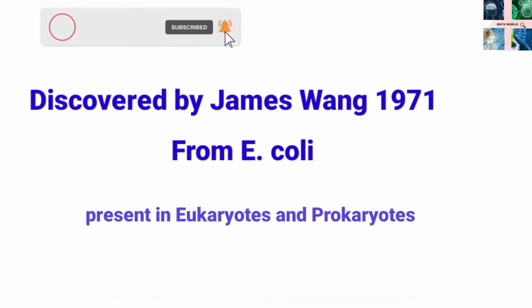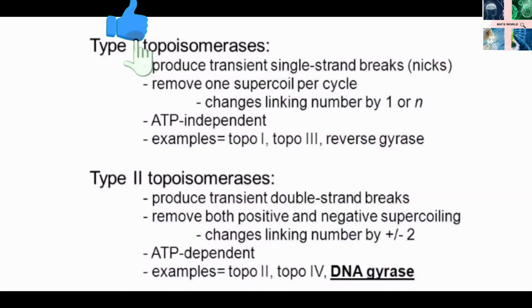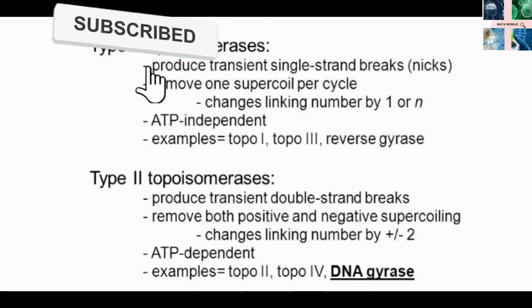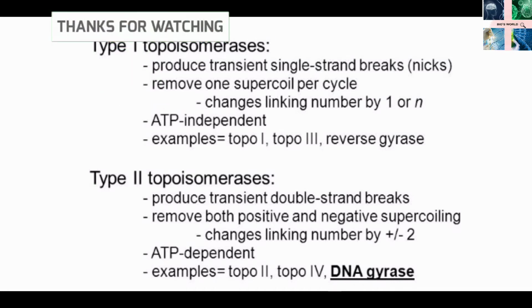The first topoisomerase was discovered by James Wang in 1971 from E. coli. There are several types of topoisomerases present in eukaryotes as well as in prokaryotes. All these isomerases can be classified into two classes, that is type 1 and type 2, depending on whether they can clip one or two strands of DNA.